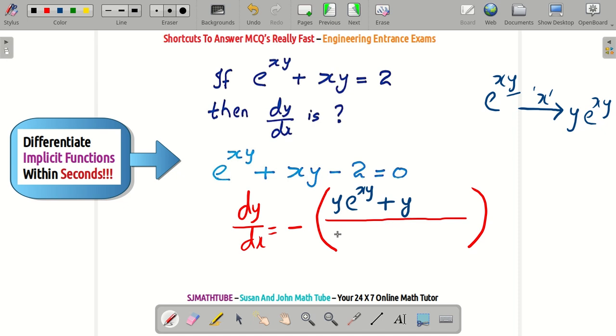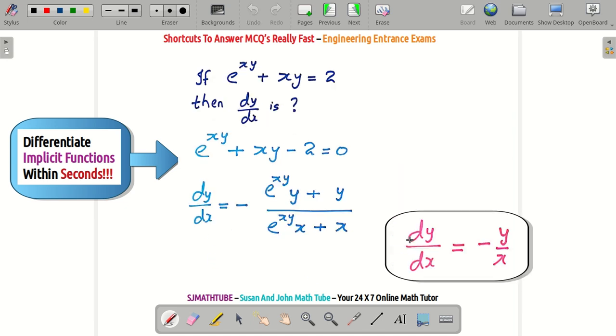In the denominator, you are going to differentiate and you assume x to be a constant, or y is the only variable. So you're going to get x e to the power xy plus, tell me, what's the partial derivative with respect to y? Yeah, that will be x into 1. Okay, that's it. Take common. I guess you have something in common here, y from the numerator and x from the denominator. That's it.